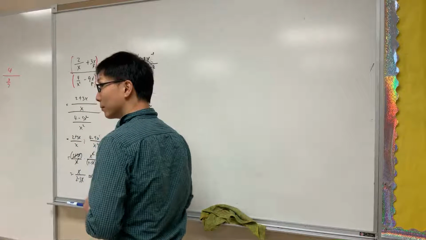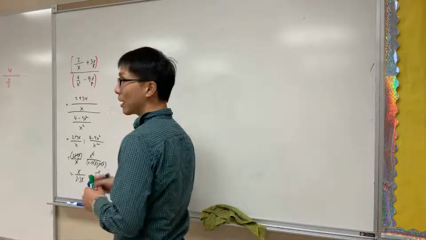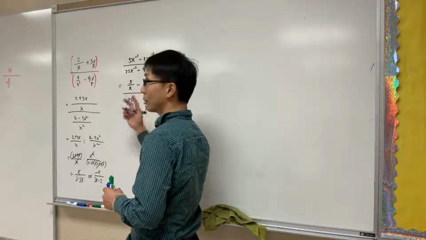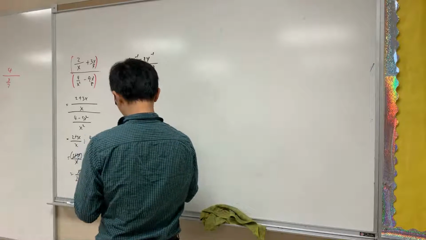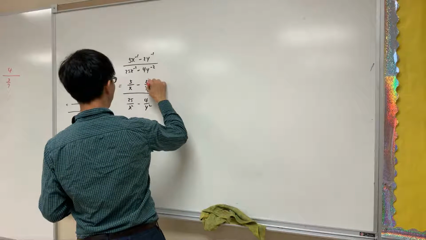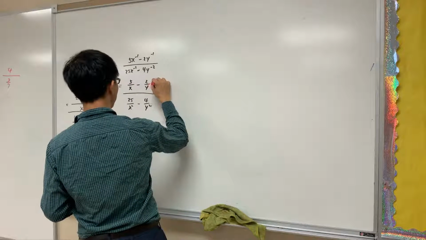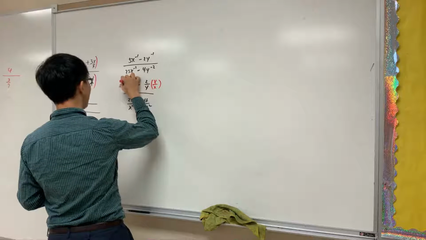Are we okay here? Now I need a common denominator. What's the common denominator between those two? x, y, right? So I'm going to use red. I'm going to say this one is y over y. No, x over x. And this one's y over y.